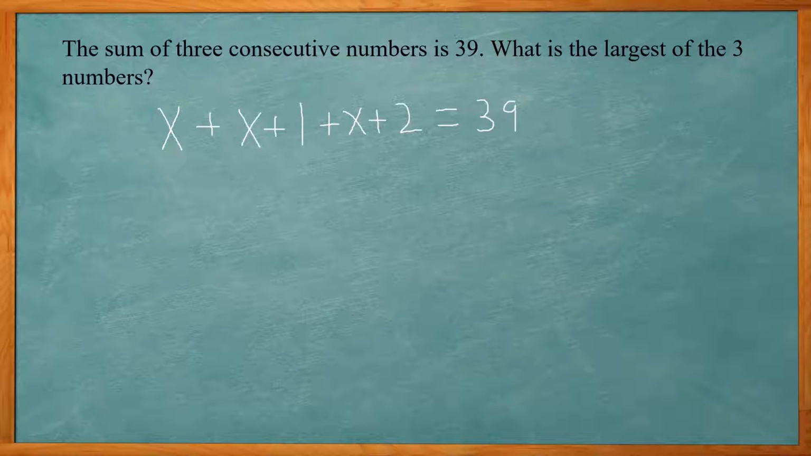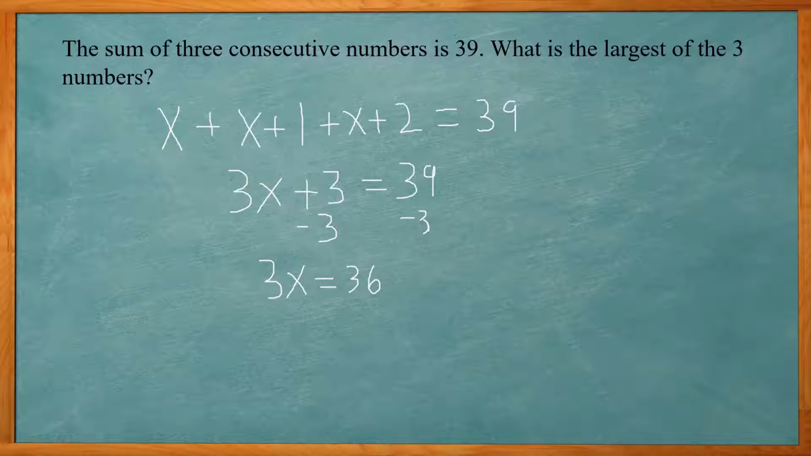Now once you have this set up, you can solve it like a regular algebra equation. First you want to add like terms. x plus x plus x is 3x. And 1 plus 2 is 3. So now we have 3x plus 3 is equal to 39. I want to subtract 3 from both sides. So we get 3x is equal to 36. And then divide both sides by 3. So x is equal to 12.